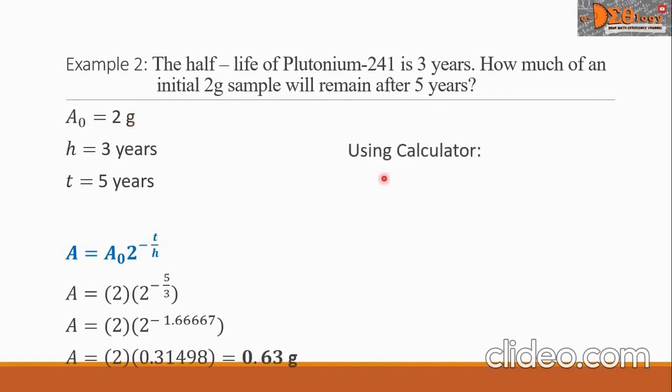So for our quick computation using calculator, from this part of the computation, we can write 2 times 2, the symbol raised, and then open parenthesis, -5 divided by 3, and close parenthesis. Then hit the equal sign, and you will get the value 0.63. This is our final answer.